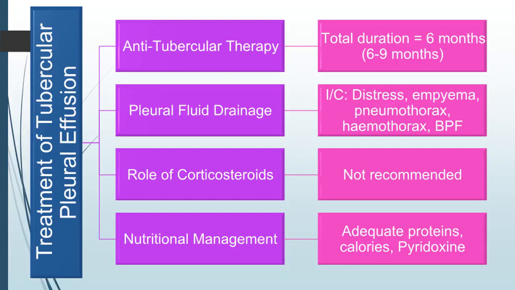Treatment of tubercular pleural effusion consists of anti-tubercular treatment or ATT, pleural fluid drainage, proper nutrition. If the effusion is causing respiratory distress, shortness of breath, increase in respiratory rate, pleural fluid drainage can be done. Corticosteroids are not recommended for the treatment of pleural tuberculosis.